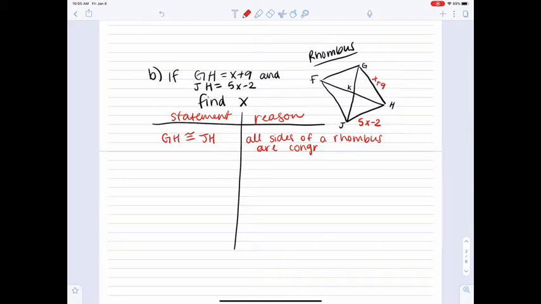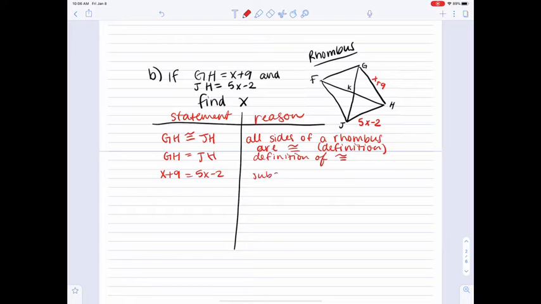Oh, actually, I am going to write the shorthand of congruent so that we can remember how to do it. And then that actually wasn't a theorem. That's the definition of a rhombus. Okay, so then we can say that GH actually just equals JH, which is definition of congruence. And then we can just start solving. So x plus 9 equals 5x minus 2. 11 equals 4x.